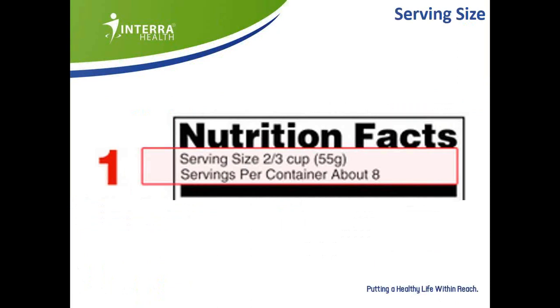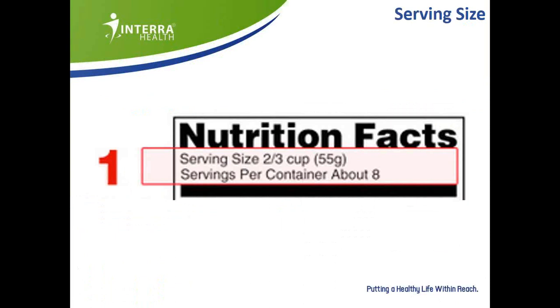All right, so serving size information. Look here for both the serving size, so the amount that people typically eat at one time, and the number of servings in the package. Compare your portion size to the serving size listed on the panel. If the serving size is 1 cup and you eat 2, that means you're getting twice the calories, fat, and other nutrients listed on the label.